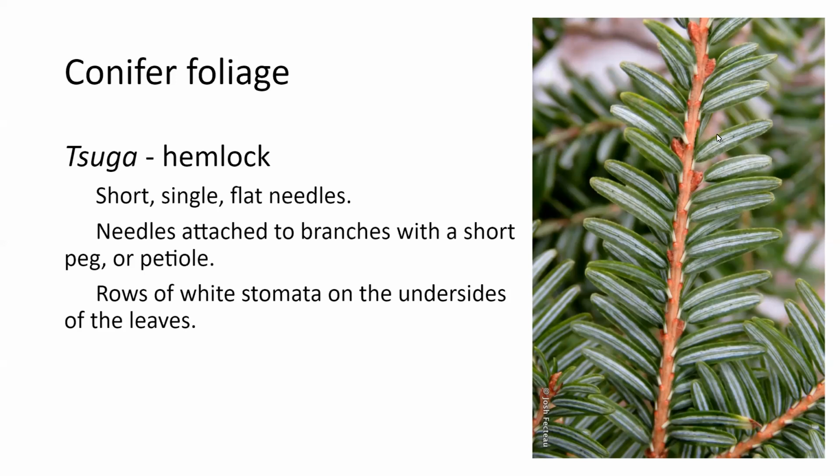And then also a good close-up, if you didn't have a lens with you in lab, to see those rows of white stomata on the undersides of the leaves. So we're actually looking at the underside of a Tsuga branch, and you can see that white is actually rows of white stomata. So those are the openings that help with gas and water exchange.